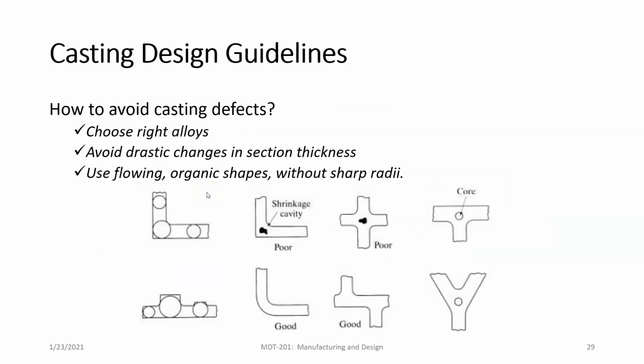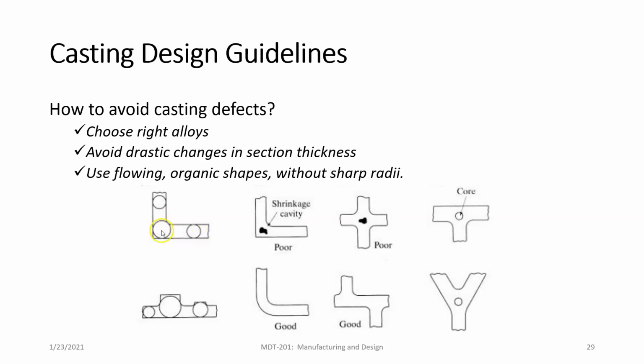So how do we avoid this? How do we avoid some of these casting defects? First of all, choose the right alloys. That's key. Second, we want to avoid drastic changes in section thickness, right? So let's look at the bad ones here. This is a larger section thickness. Notice that this section right here is much narrower than this section right here, right? You can see this in this circle. The diameter across here is smaller than this.